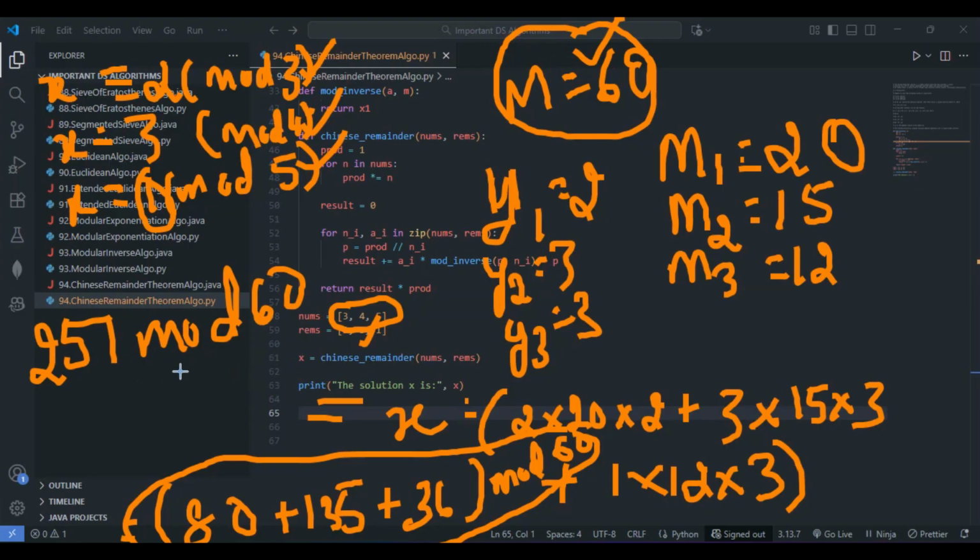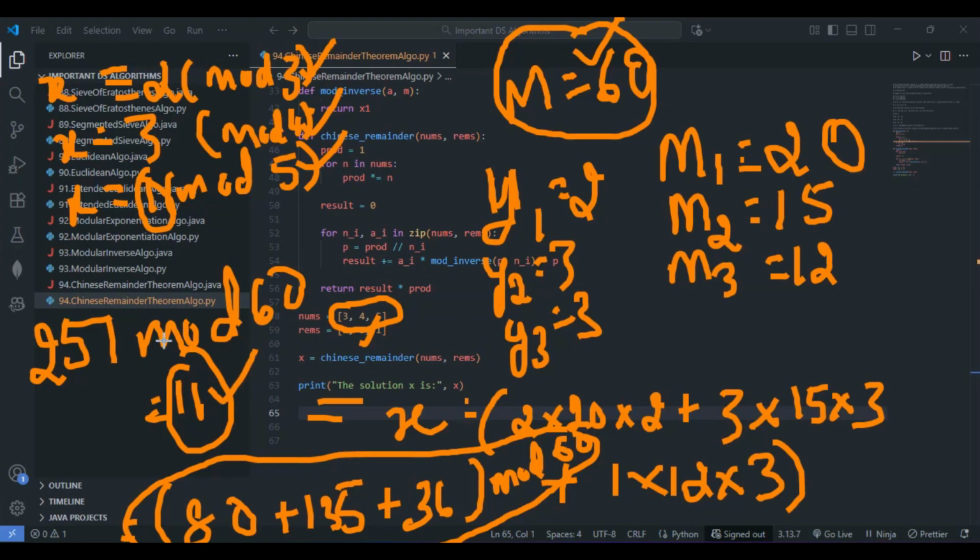You can just calculate 251 mod 60, and you'll get the value 11. So 11 is the smallest number that satisfies all the congruences here.